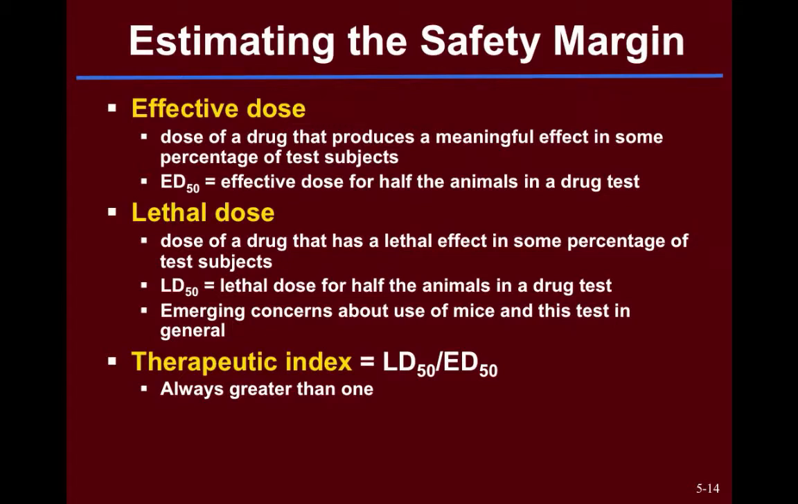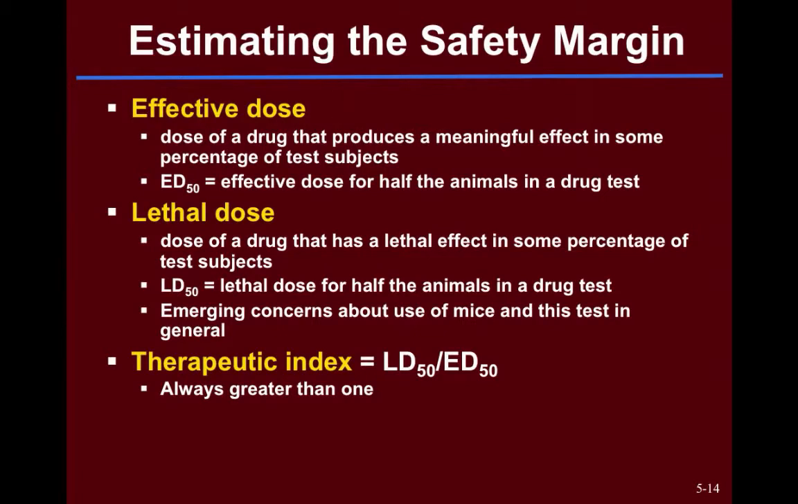And then a little further down the line, we've got the lethal dose. So this is the dose of the drug that has the lethal effect in some percentage of test animals. Again, it could be any percentage. The convention is to use 50%, so we've got the LD50, or the lethal dose for half the animals in a drug test. And if, as I'm discussing this, you're having some ethical concerns about use of animals for this type of testing, this is definitely an emerging concern about this type of testing and developing these statistics as well. It's not something that we've reached a new norm for, but it's definitely something that's become an increasing concern over the past several decades.